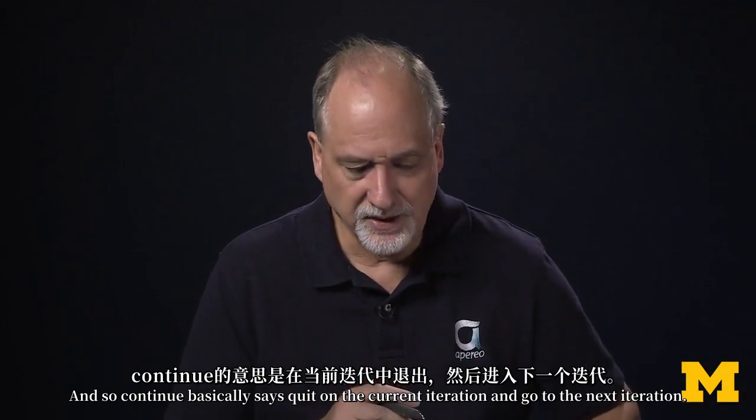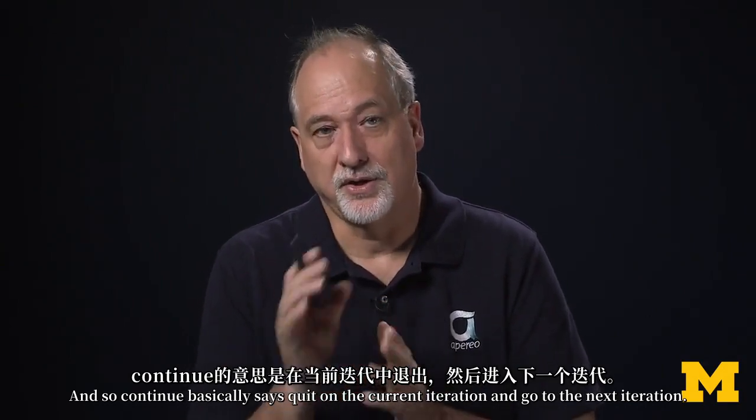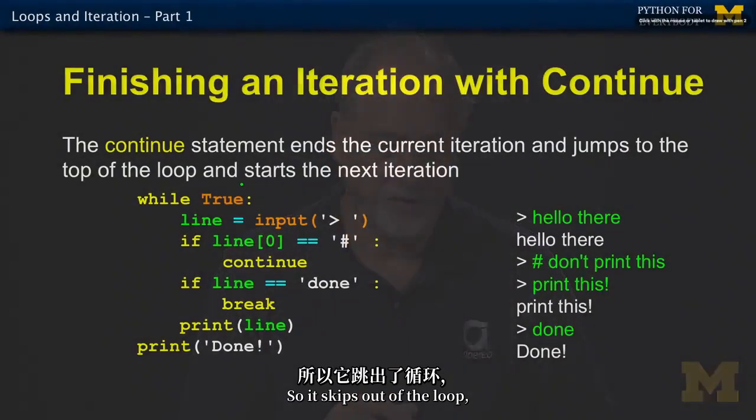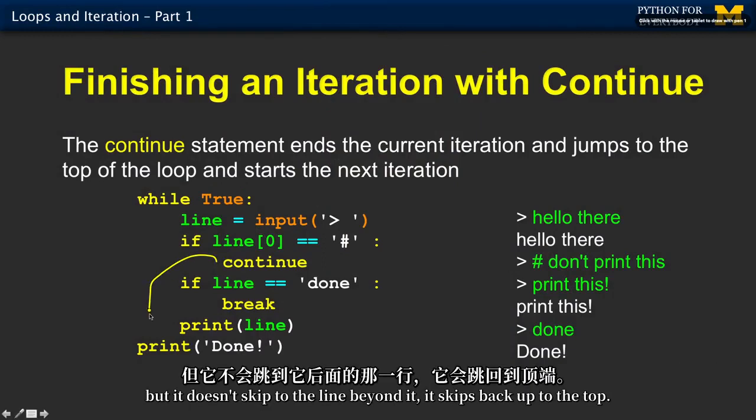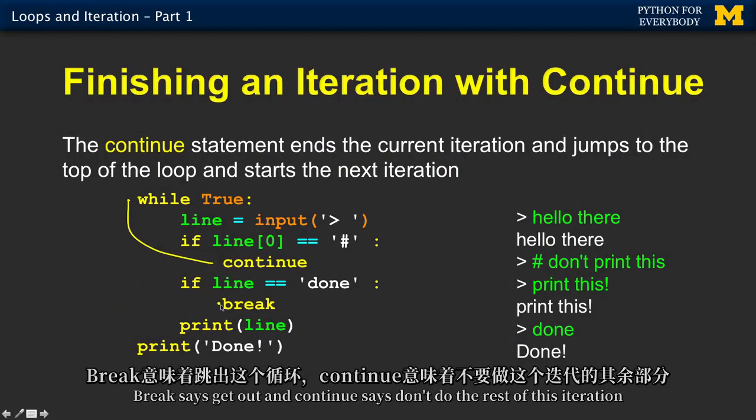The other statement that does something like this is the continue. And so continue basically says quit on the current iteration and go to the next iteration. So it skips out of the loop, but it doesn't skip to the line beyond it. It skips back up to the top. So continue says, we're going to go up to the top. Break says, get out. And continue says, don't do the rest of this iteration, but go up and do the next iteration.